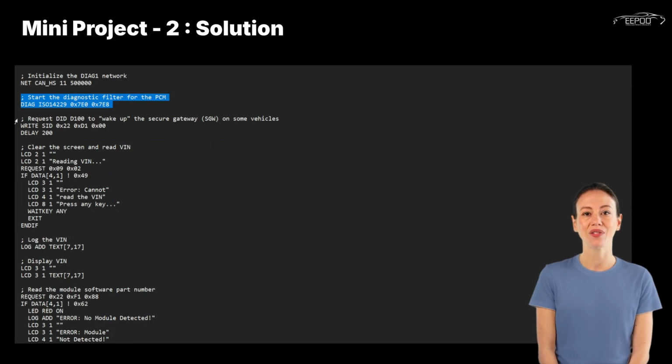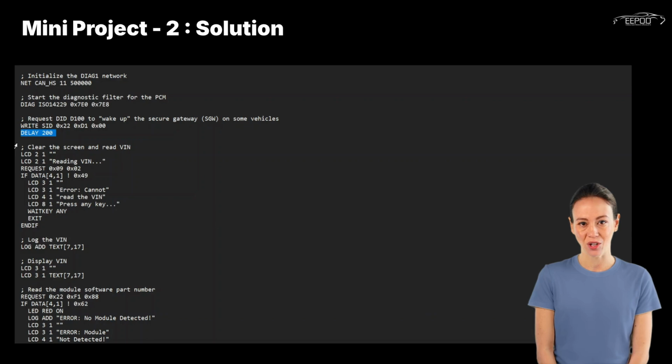Next is to wake up the secure gateway. This is an optional step, but it is a good practice to do this. Here, we are pinging the module to make sure that the module is awake. We are handling that by writing DID D100 using service ID 22. Then wait a bit by adding a delay of 200 milliseconds. Even if the vehicle doesn't need this, it doesn't hurt to include.